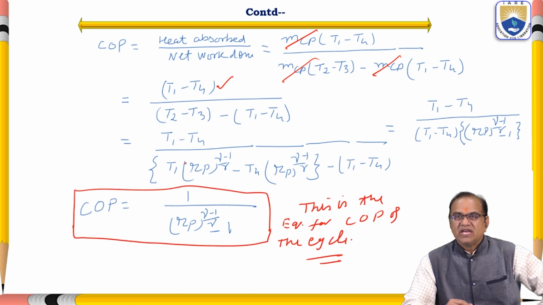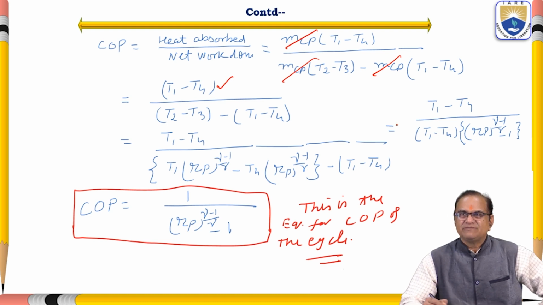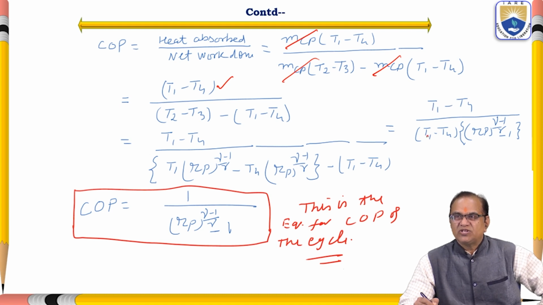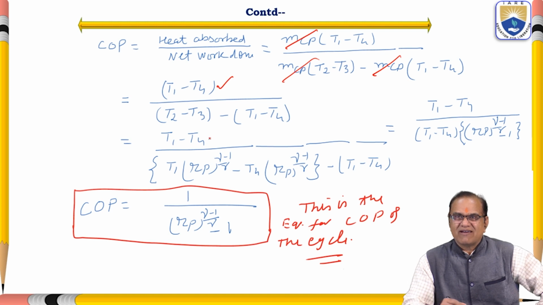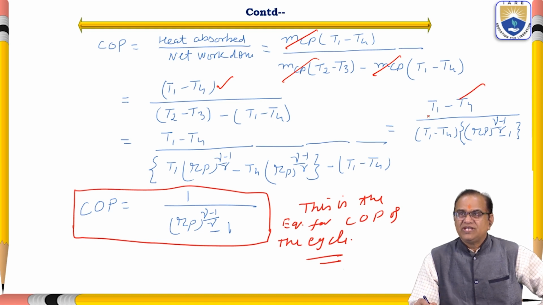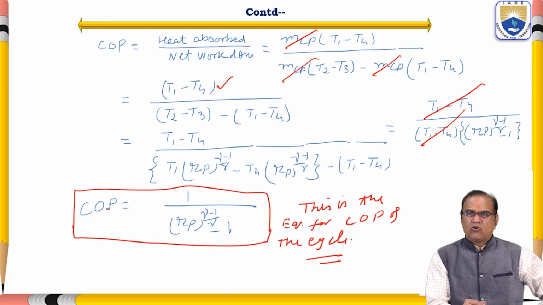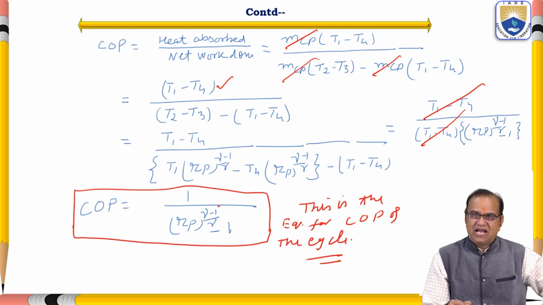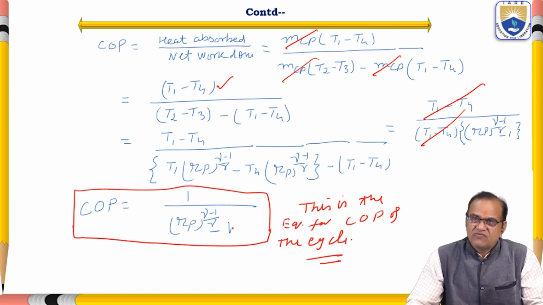So here if you see, if I take T1 common and T4 common, what will I get? Here I will get Rp to the power (gamma minus 1) by gamma, and (T1 minus T4) in numerator and denominator will cancel. So if I take (T1 minus T4) common, I will get Rp to the power (gamma minus 1) by gamma minus 1, and minus 1. So this is cancelled. So you will get the coefficient of performance equal to 1 divided by [Rp to the power (gamma minus 1) by gamma, minus 1]. So this is the equation for the coefficient of performance of the Bell Coleman cycle.